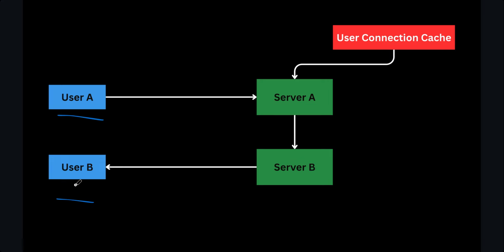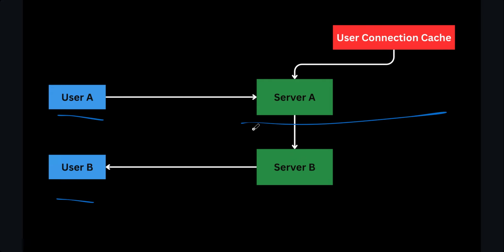Okay, so once user A and user B are connected, when user A tries to send a message to user B, the message will travel through user A's WebSocket connection to server A, or any server that user A is connected to. Server A then looks up the user connection cache to determine whether user B is online, and if so, which server user B's connection is currently on.